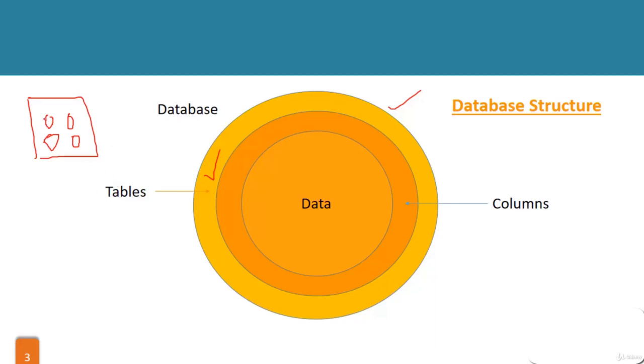Inside tables we have columns. Inside each and every table we have columns. For example, if student is a table name, then in student I can have the student name and student roll number, right? These are called columns, and columns are inside tables. This shell is called columns. The outer shell of columns is called the table, and the outer shell of the table is called the database. The innermost shell of the database is called data, and this is the need.